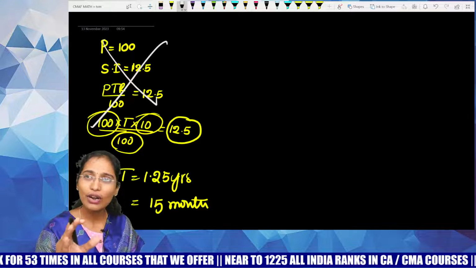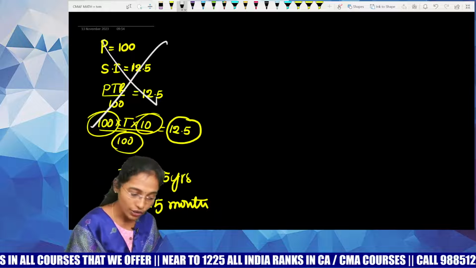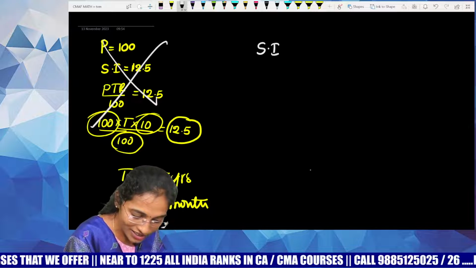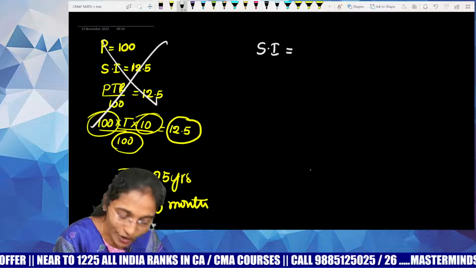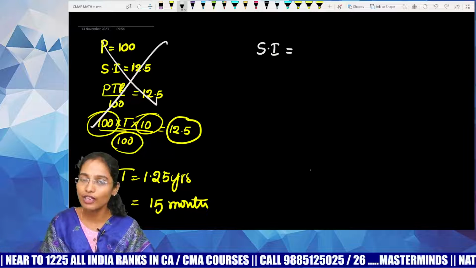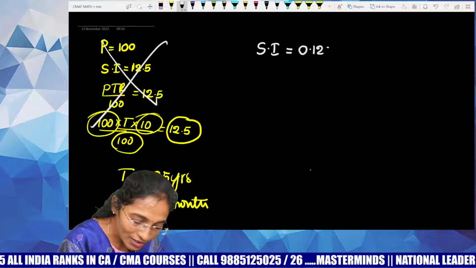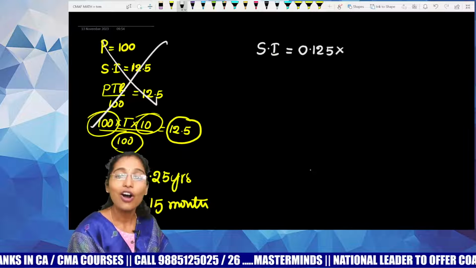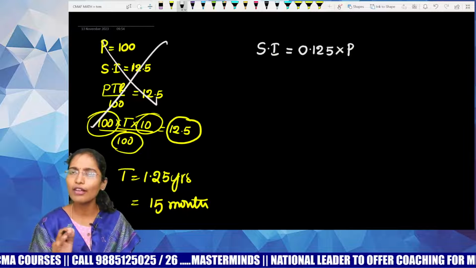So instead of writing P equal to 100 and calculating simple interest, my better suggestion to you all is: simple interest on a certain sum B means he's giving you simple interest. B is an alternative word for is. That's why I'm writing is equals to 0.125 times. Times means addition or multiplication? Multiplication of principal. So write it like this instead of taking P equal to 100.